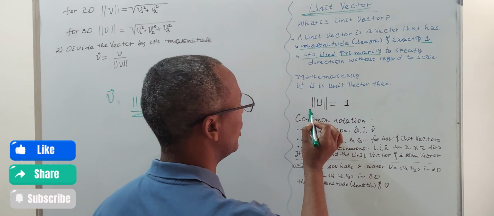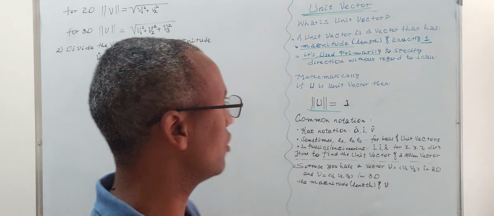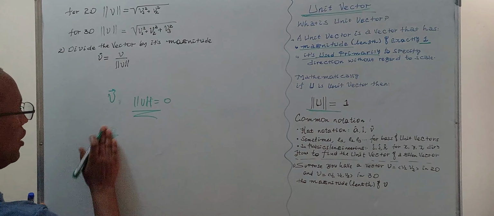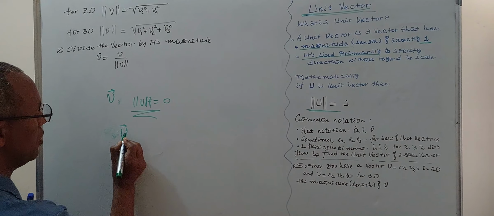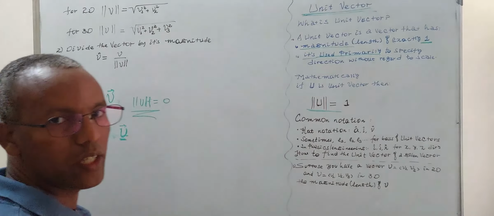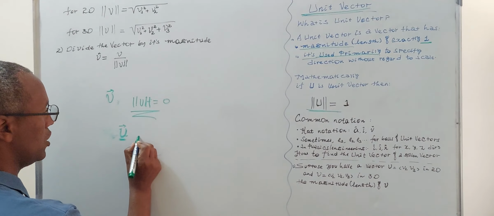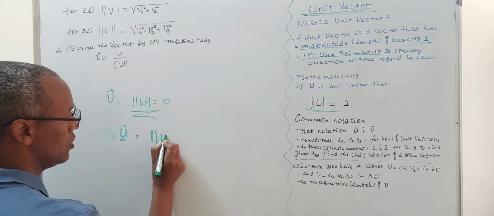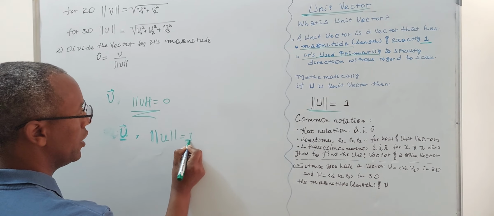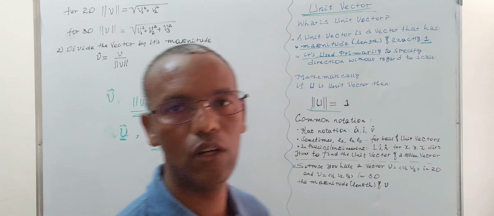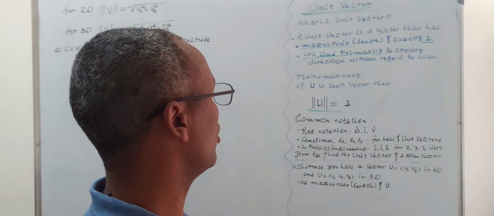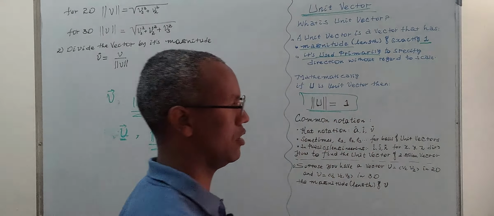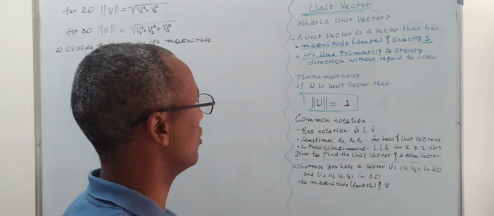So mathematically we can represent a unit vector like this. Suppose you have a vector u. If the magnitude of u is equal to 1, then such a vector is called a unit vector. This is how to represent a unit vector of the given vector.